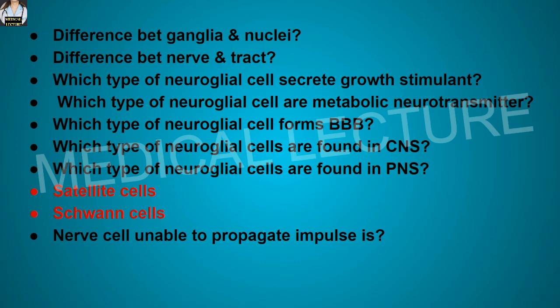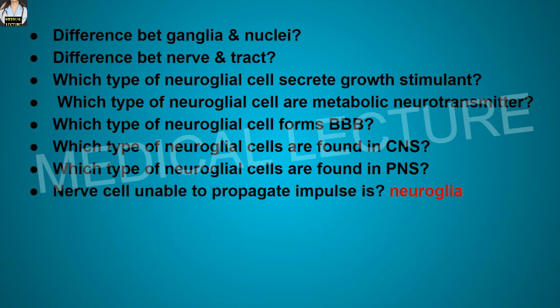The nerve cell unable to propagate impulse, which cell is it? It is the neuroglial cells. The main function of the neuroglia is basically supporting the neurons. It does not have the function to propagate the impulse, but it actually supports the neurons.